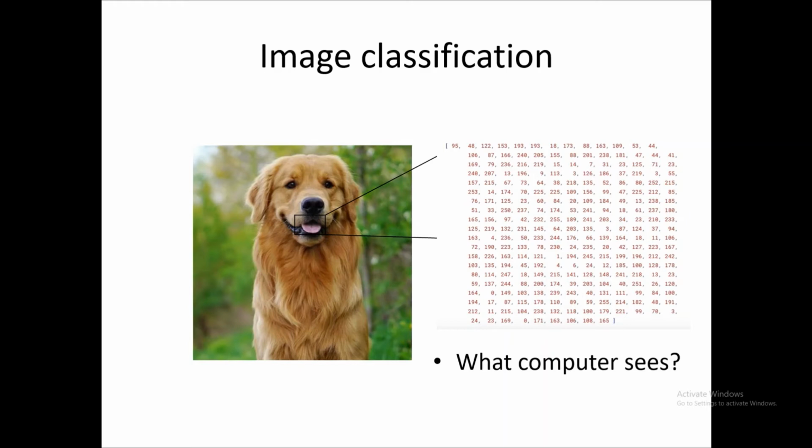And this problem we refer to as the semantic gap. The idea of dog is a semantic label that we are assigning to this image, and there is a huge gap between the semantic idea of dog and these pixel values that the computer is actually seeing.